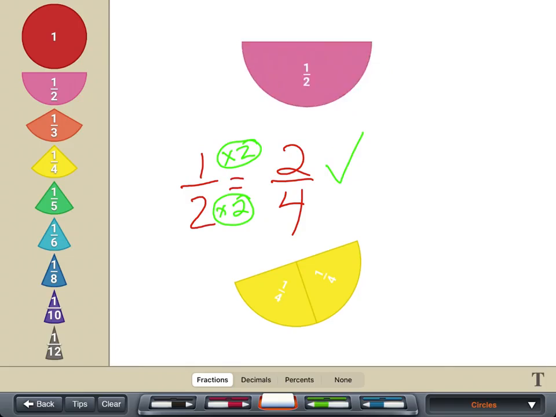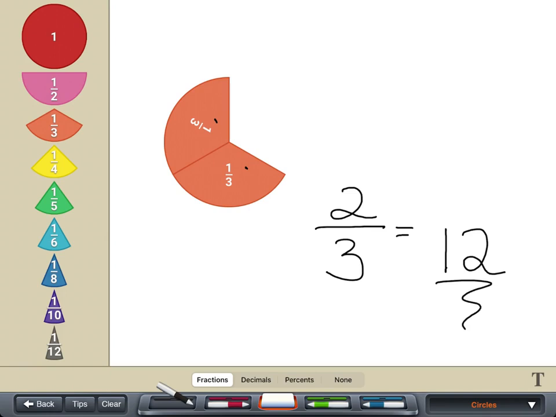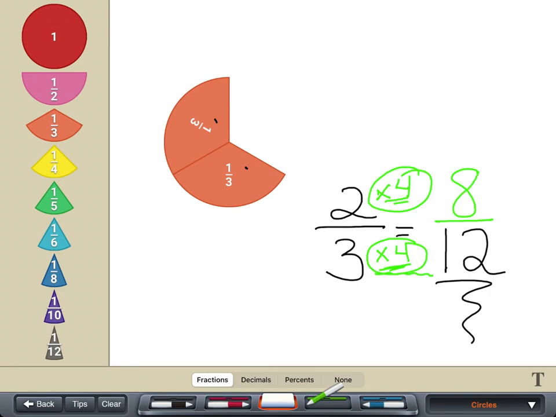I want to look at one more of these bad boys. I want to look at 2/3. We've got 2/3. And what if we wanted to find out, 5th grade math style, how many 12ths it would take to make these 2/3? Well, I can do that because I can look at 3 and think, what would I do to 3 to get 12? Times 4. Whatever I do to the bottom, I have to do to the top. And lo and behold, according to the math, it should be 8/12.